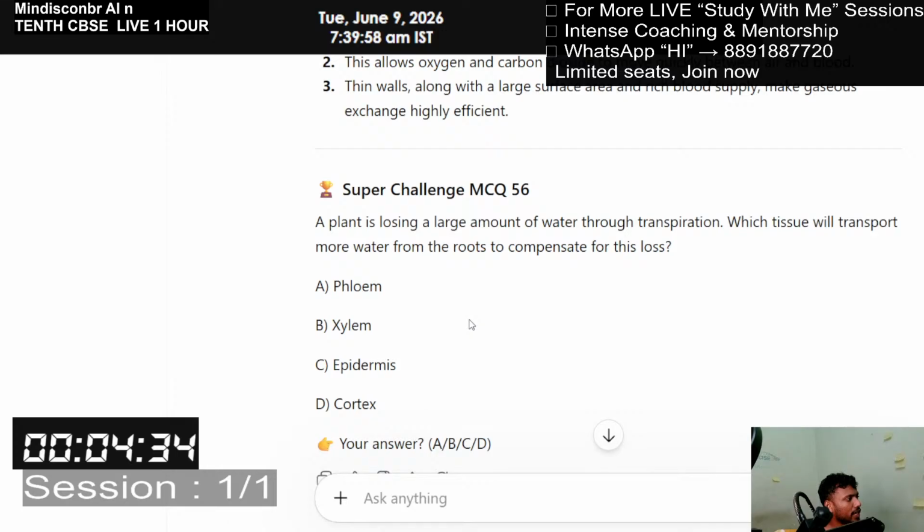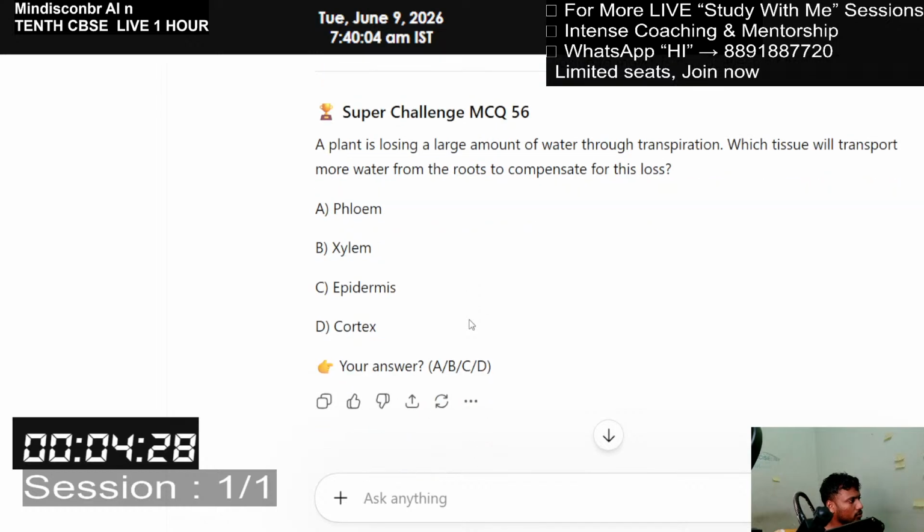A plant is losing a large amount of water through transpiration. Which tissue will transport more water from the roots to compensate for this loss? Xylem.